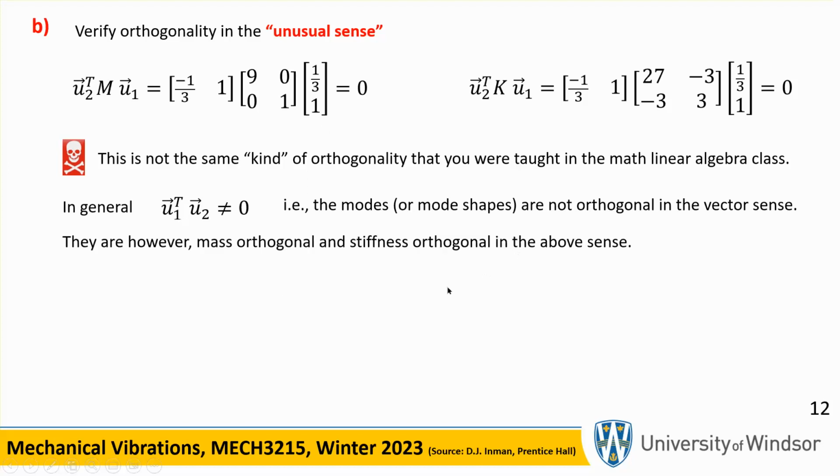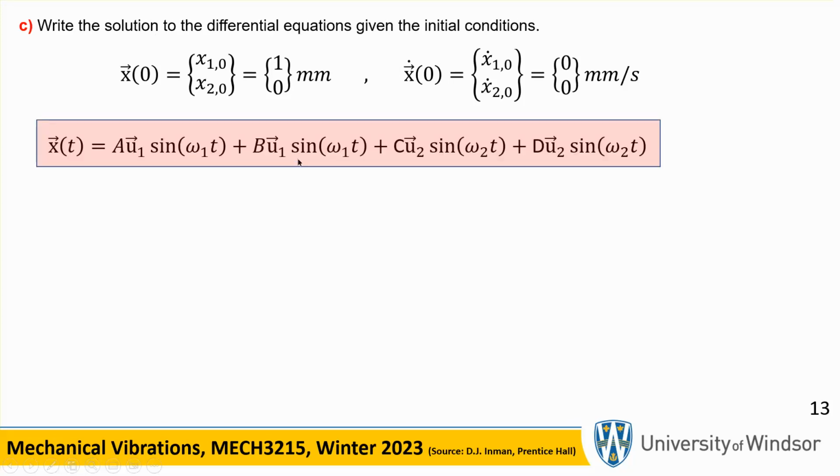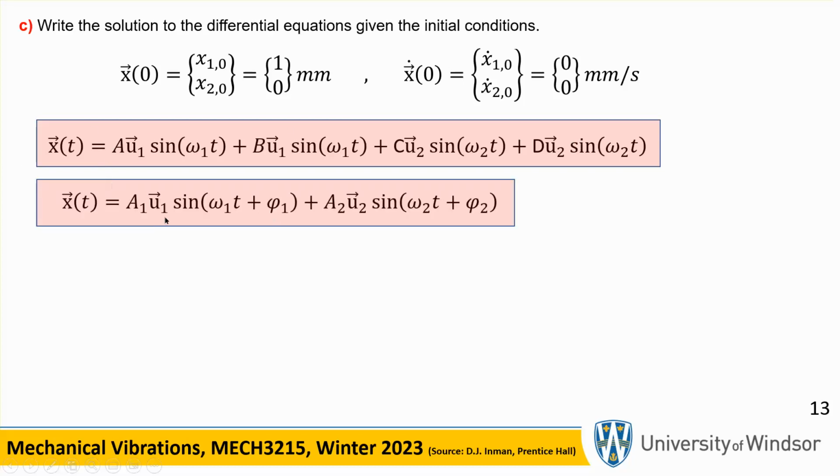Now, part C says, what if I gave you 4 initial conditions? Can you write the solution? Well, we found the 2 frequencies and we found the 2 modes. The initial displacement and initial velocity are given to you. This was the form of the solution one way, or I could have combined these two, so that A1 and A2 and phi 1 and phi 2 are unknown instead of A, B, C, and D. So I'm going to use this.